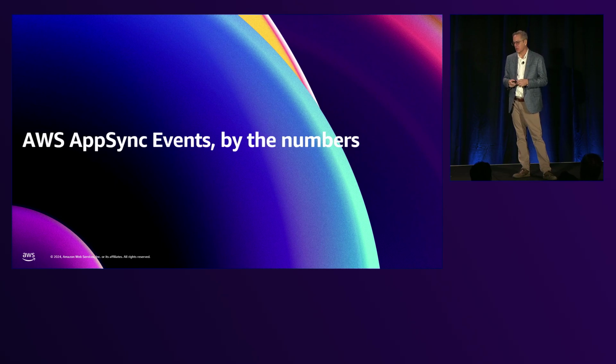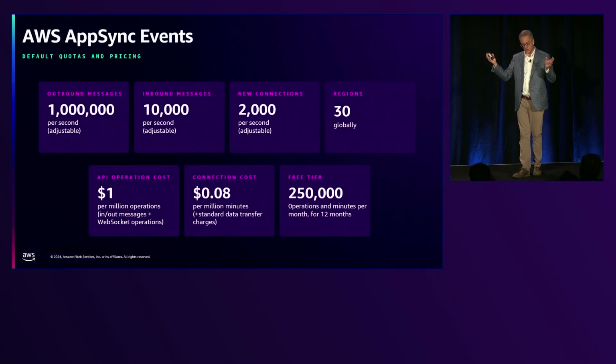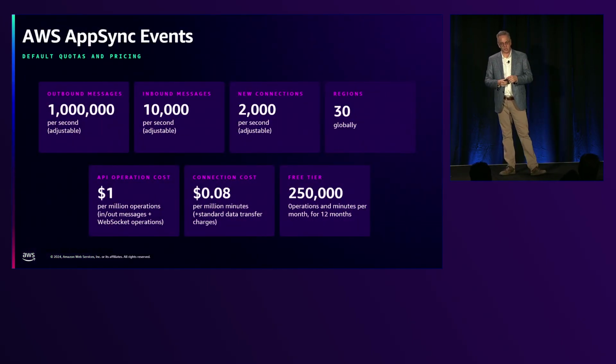The reason for that is that we built it on top of the sort of battle-tested infrastructure of AppSync GraphQL subscriptions that are managing billions of events every day. And that's allowed us to do this. So when we launched AppSync events, the default quotas that you have are 1 million events per second outbound, 10,000 events per second inbound, and then there is no number of connections limit, so you can have unlimited number of subscribers, but there is a throttle on the number that you can create per second.